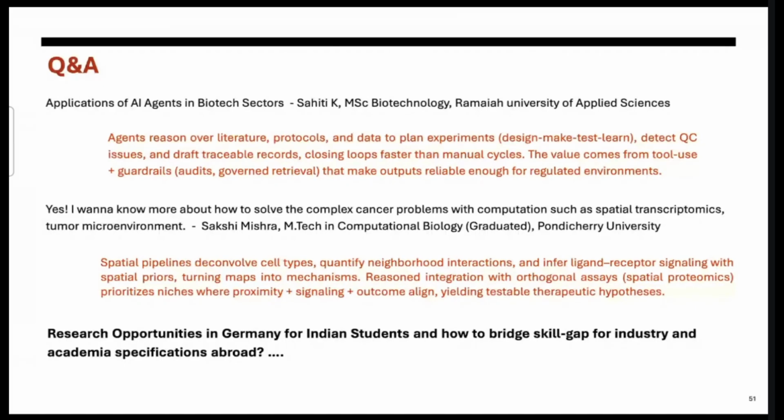And the last question was about research opportunities in Germany for Indian students, and how to bridge the skill gap between industry and academia. Okay, so there are pharmaceutical industries in Switzerland, in Germany, all over Europe. They offer PhD positions in the pharma industry, where you can learn, collaborate with research universities, and also see how industry works. But if you do a PhD in a research university and go to a postdoctoral fellowship in the industry, that will help you understand how industry works and how academia works.